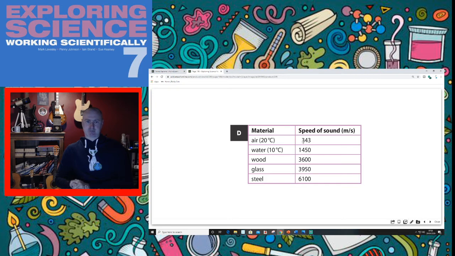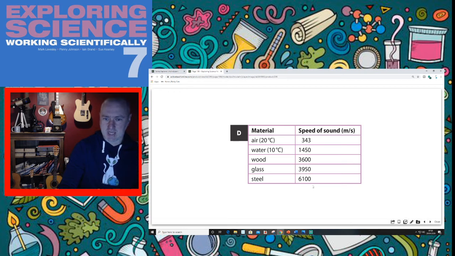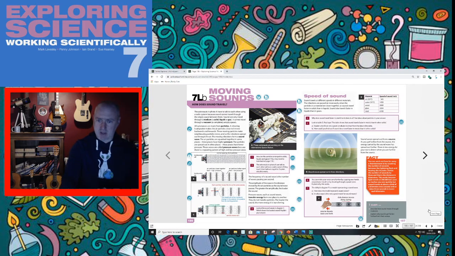You might get a question on your exam: why do we see the lightning before we hear the thunder? There's your example. But even at the highest speeds in a solid, it travels still a fraction of the speed of light. So we've talked today about how the waves propagate.